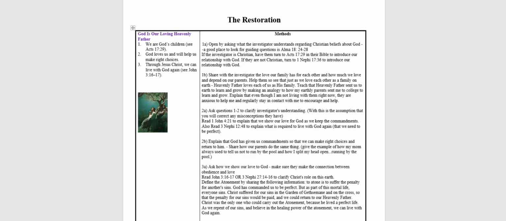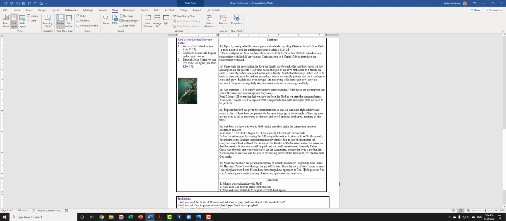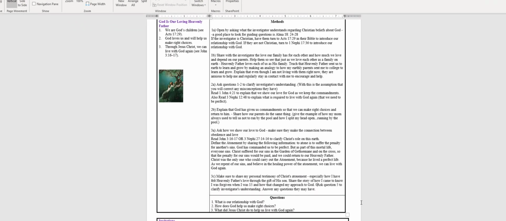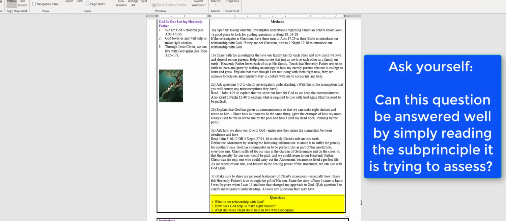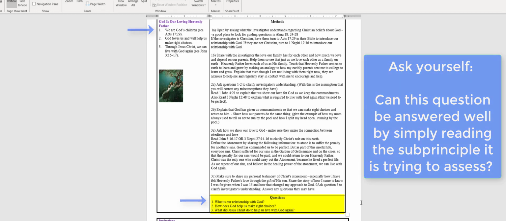Now, take a look at the questions. I'm going to scroll up here just a little bit. Here are some pretty good questions. One approach that's helpful is to ask yourself, can this question be answered by simply reading the sub-principle? In many cases, that's a sign of a good question. So look at this first one. What is our relationship with God? We are God's children. See how the sub-principle is the answer to the question? That's one way of knowing that there's a tight enough connection there.